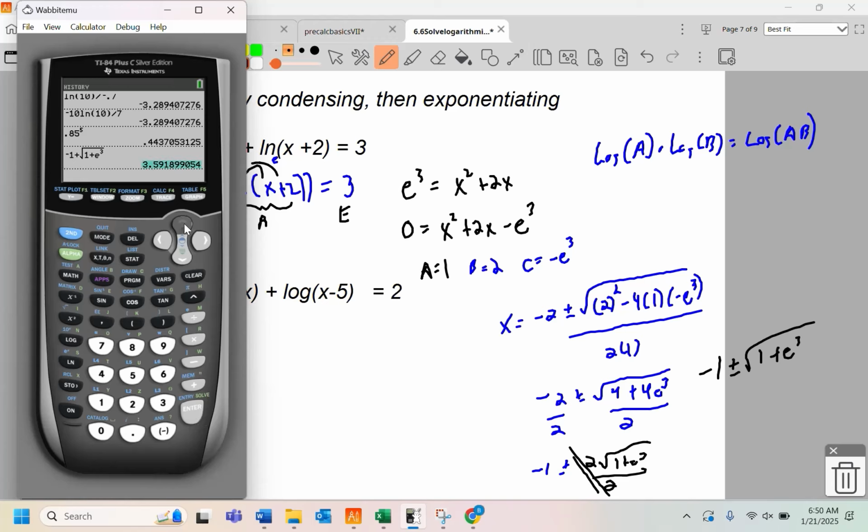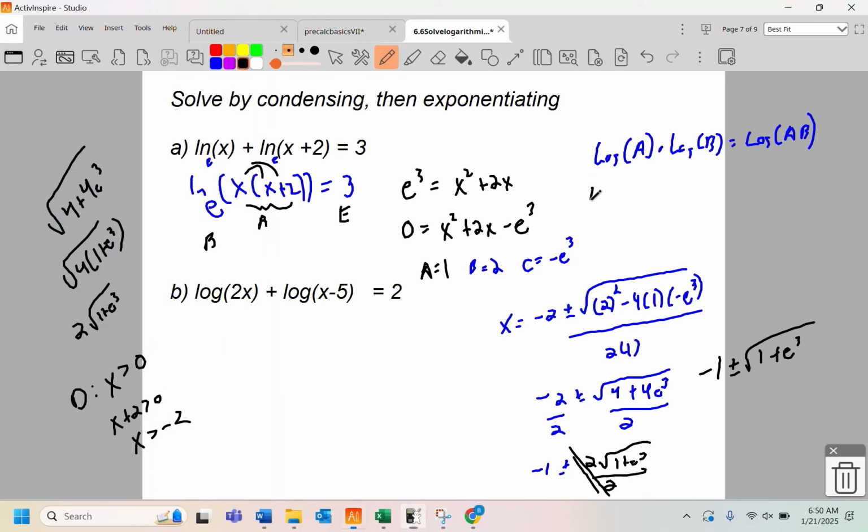The other one, instead of the plus sign, uses the minus sign. It's probably a wrong answer. It would make sense to me. And that's negative. All right, so here's what I found. My real solution is negative 1 plus the root of 1 plus e cubed. And my extraneous is negative 1 minus root 1 plus e cubed. Well, there's my two answers.